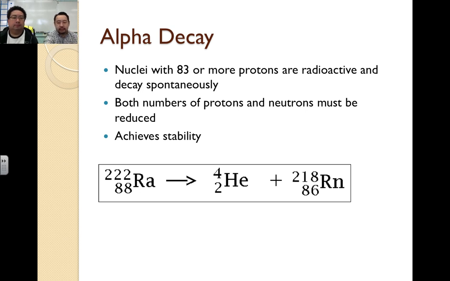So as you can see here, an alpha particle is essentially a helium nucleus. And as you do the math here, you've got 222 for your atomic mass. And then after the radioactive decay occurs, you still have 4 plus 218 makes 222. Down here with the atomic number, with the number of protons, same deal, 88, and then yields 2 plus 86, still 88 particles, so conservation of mass is still being followed.